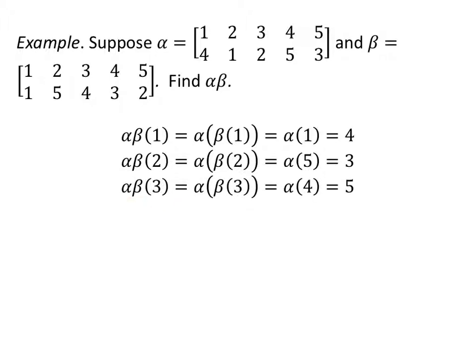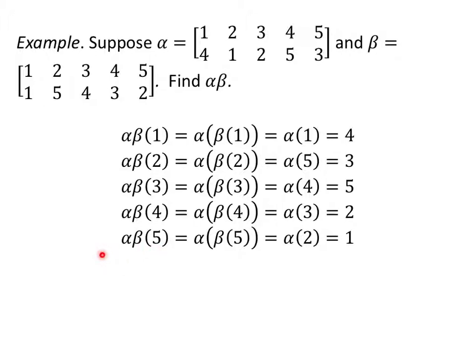Continuing, alpha beta of 3 would be alpha of beta of 3. Beta of 3 is 4. Alpha of 4 is 5. Alpha beta of 4: beta of 4 is 3, and then alpha of 3 is 2. Now, because this is a permutation, there's only one possibility for where alpha beta sends 5. It's got to be the one missing number, so it's got to be 1, but let's just check. So in this lovely two-line notation that we've developed, that's what the composition will look like.